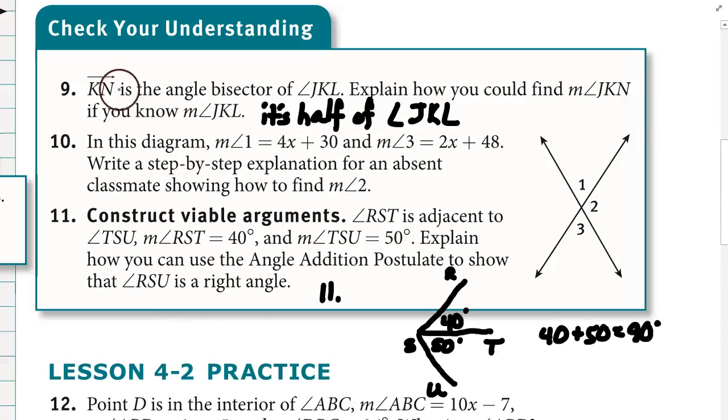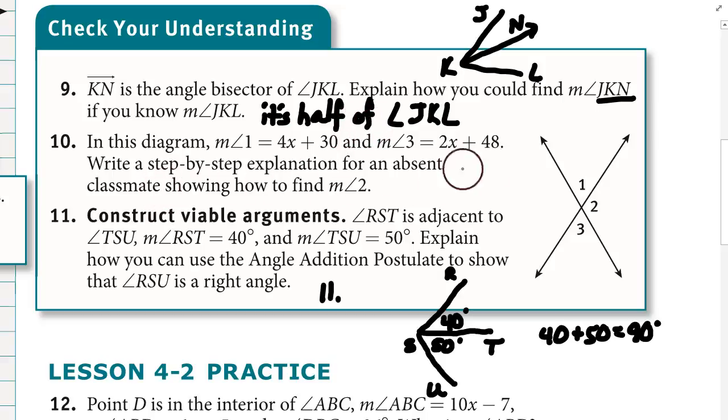Here are the answers. Number 9, ray KN is the angle bisector of angle JKL. Explain how you could find the measure of angle JKN if you know JKL. So if you have an angle called JKL, and then there's a ray that splits that angle right down the middle called ray KN, if you know JKL, the large angle, then JKN will be half of the large angle. And that was my answer. It's half of angle JKL.